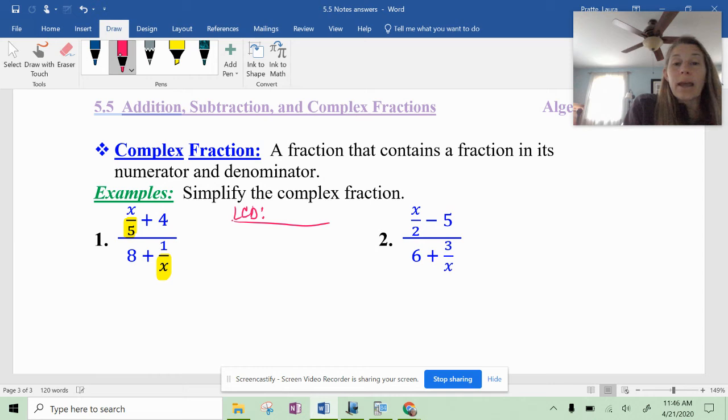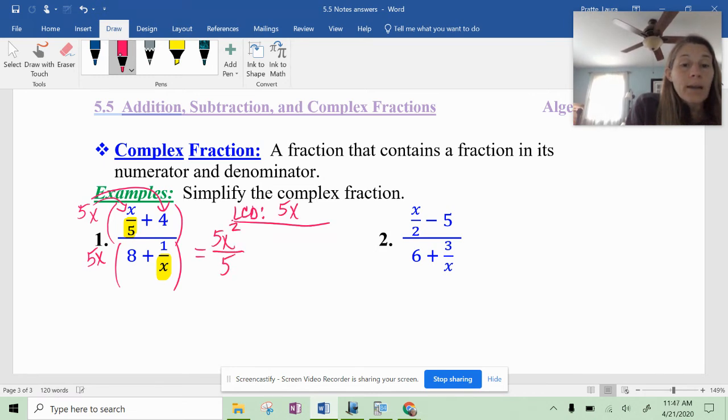So it's 5 and x, so it's just going to be 5x. And you're going to distribute that to everything. And the reason why we're doing that is because it's going to get rid of these fractions within a fraction. So when I distribute my 5x here, on the top, I get 5x squared over 5. And then I would get plus 20x over nothing. Then on the bottom, I'm going to get 40x plus 5x over x.